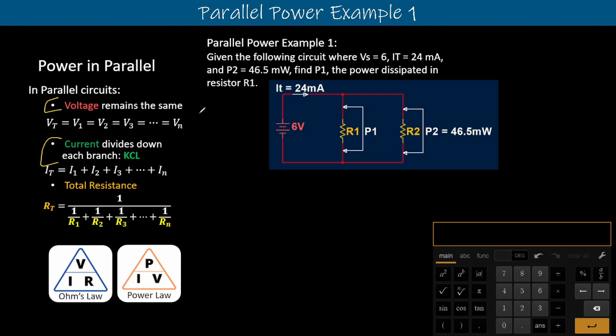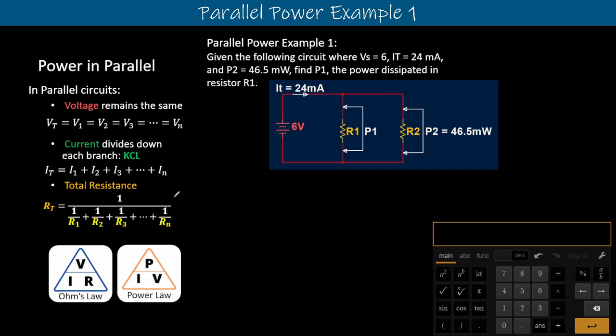But this time, instead of following the voltage drop in series, it's going to follow the current divide in parallel. And so in this circuit here, they've given us a 6-volt source, a total current of 24 milliamps, and a P2 power value, which is the power across the R2 resistor, of 64.5 milliwatts. And they want us to find P1, the power across the other resistor there, R1.